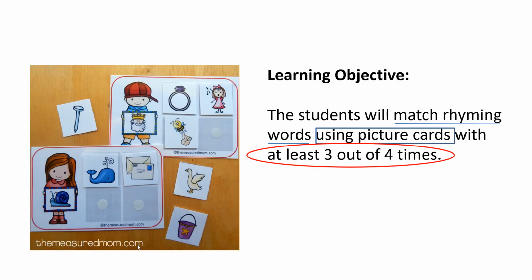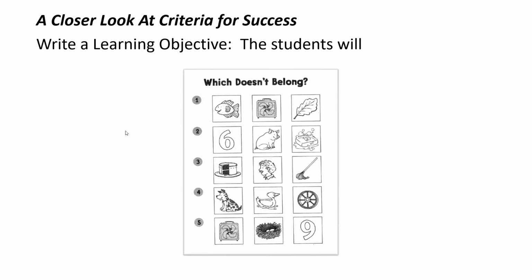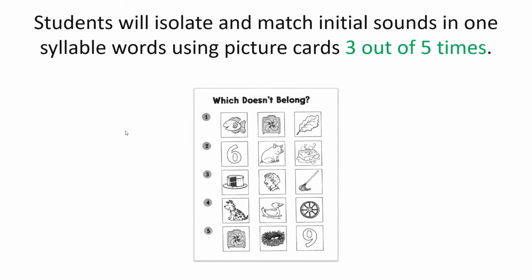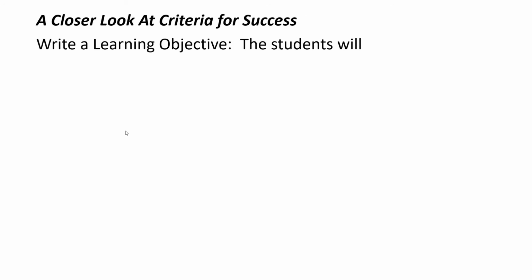This wasn't actually a worksheet, was it? It was more of an activity. So you don't have to use a worksheet to show the criteria for success. It can be an activity where you're observing what students are doing. The activity could also be an oral activity. So I could have an activity like this. Now I want you to listen to what I'm saying to students, and then decide what the learning objective for this activity would be.